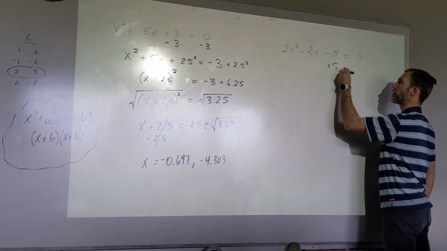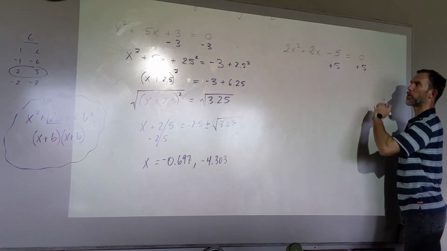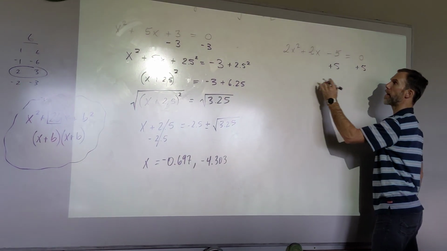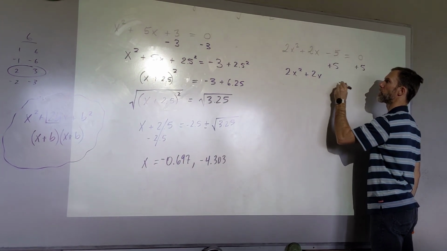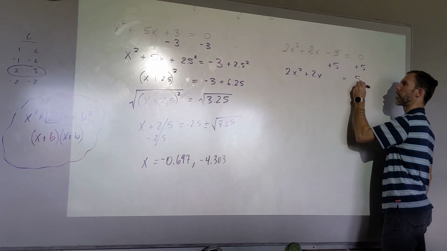So I'm going to add the 5 to the other side. I just don't need it there. It doesn't really work for what I'm doing. So I just add the 5 over. 2x squared plus 2x. I'm going to leave a space there, equals 5.